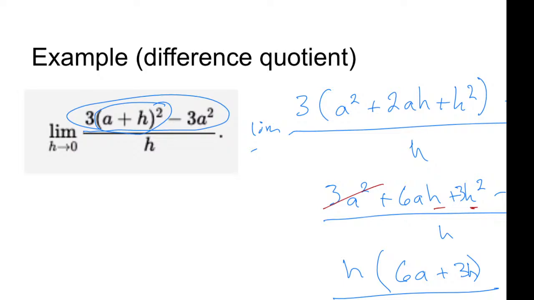And then now that the h's cancel out, right? This is kind of factoring and expanding and all that kind of stuff. Can we take the limit of this thing now? Certainly. We now have a polynomial function. Just stick in 0 for h, 6a. So whatever a is, our limit is 6a.